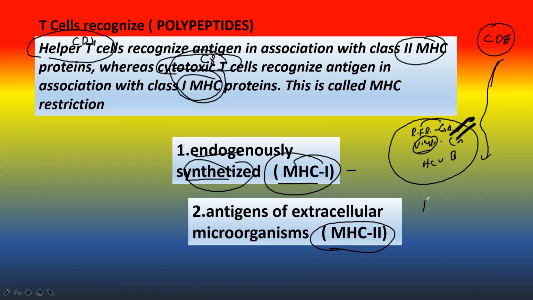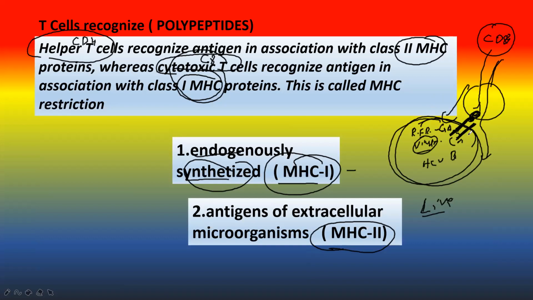For example, this is a liver cell. Then this MHC1 takes the antigen outside and shows it here. Now the CD8 cell says, oh, this is an antigen here. Then it recognizes and kills the whole cell. It kills this liver cell completely. I will just give you one example there.